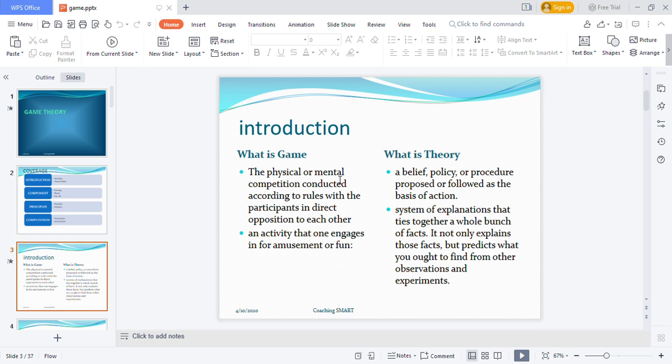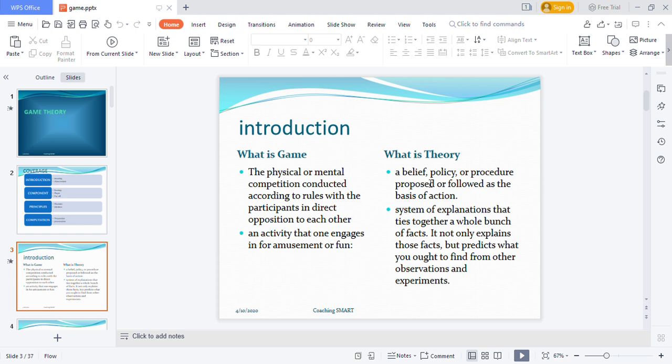Now the introduction part. For us to understand game theory, there are two words here: a game and a theory. What do you mean by a game? A game is a physical or mental competition conducted according to rules, with the participants in direct opposition to each other. So in other words, when you talk about a game, there are rules and there are participants, and the participants have different, opposing interests. It is also an activity that one engages in for amusement or fun. That's according to the dictionary definition.